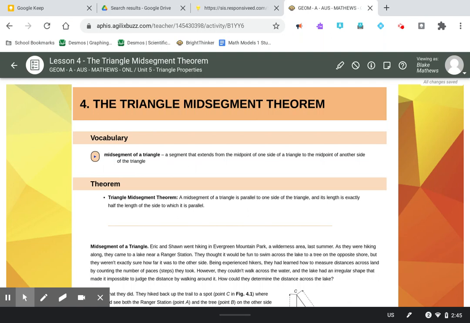All right, this is the Geometry Unit 5, Lesson 4 video over the triangle midsegment theorem. So I'm going to try to crystallize some of the info here into just some brief information about what a triangle midsegment is.